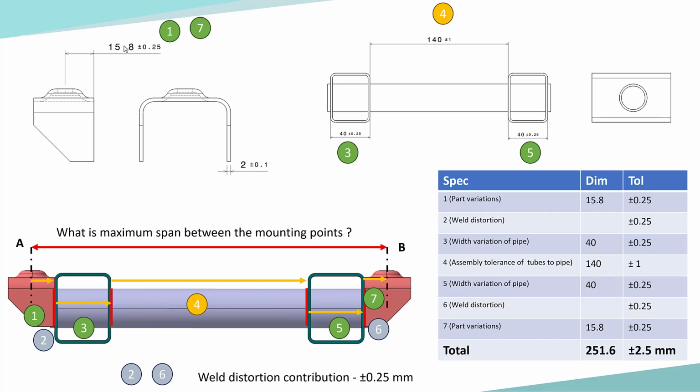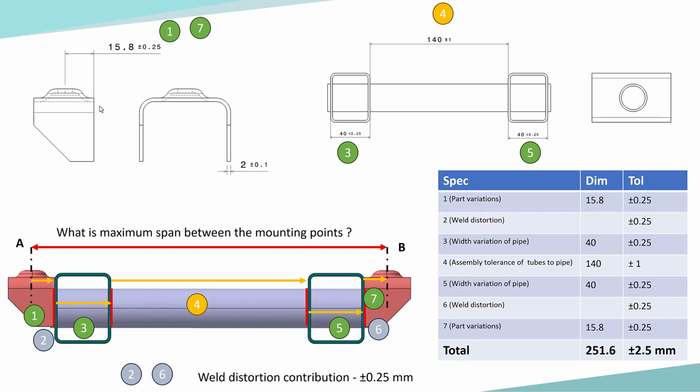So here this specification corresponds to specification number 1, which is the part variation, which is 15.8 plus or minus 0.25. So plus or minus 0.25 is due to the inherent manufacturing process, which is the sheet metal manufacturing process, and also whatever additional post processing takes place, that will yield a part tolerance of 15.8 plus or minus 0.25 in the location of this hole with respect to this edge.